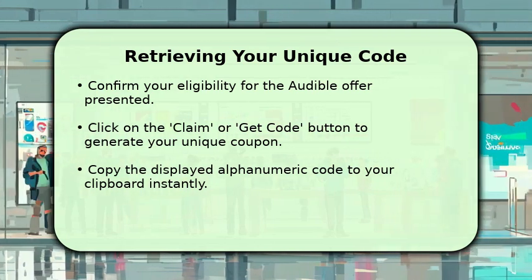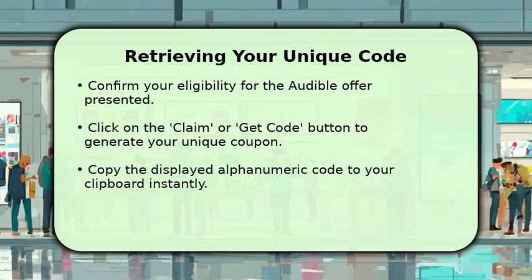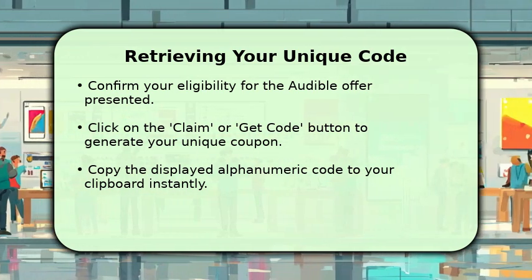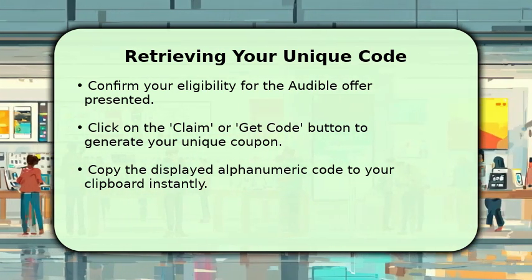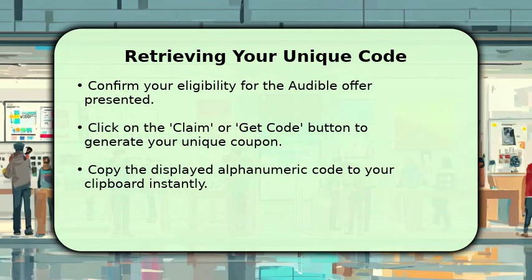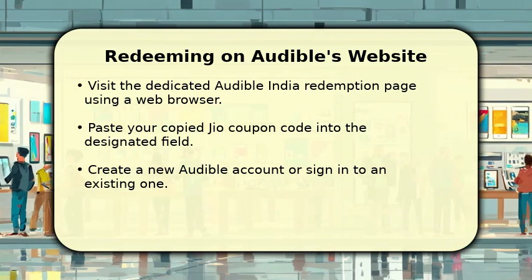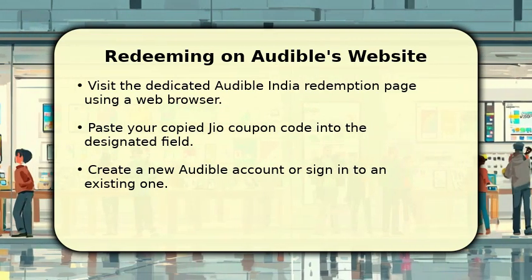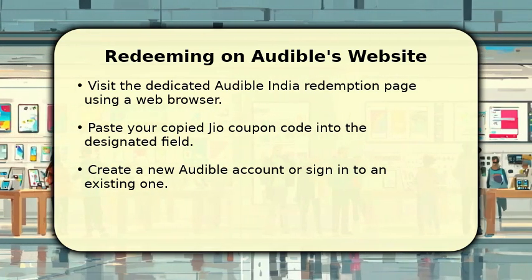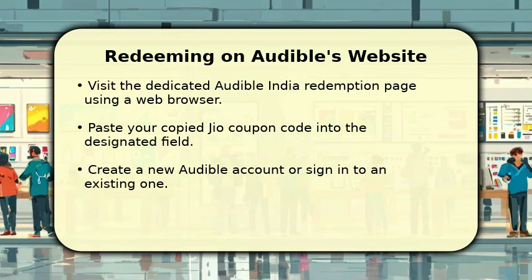It is essential to copy this code carefully to your clipboard, as you will need it for the next step. Ensure you save it somewhere safe, like a note, if you prefer not to use the clipboard directly. Now, open your web browser and go to the specific Audible India redemption page. This is where you will apply your unique Geo code.